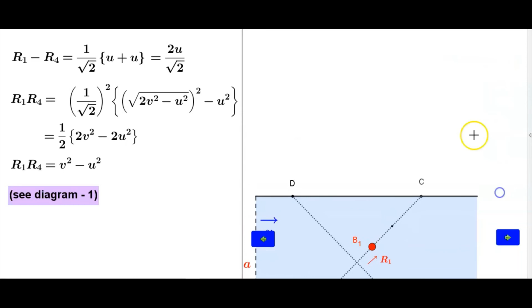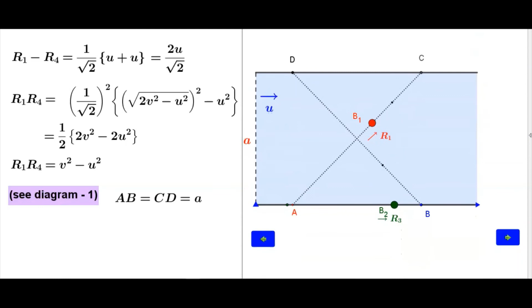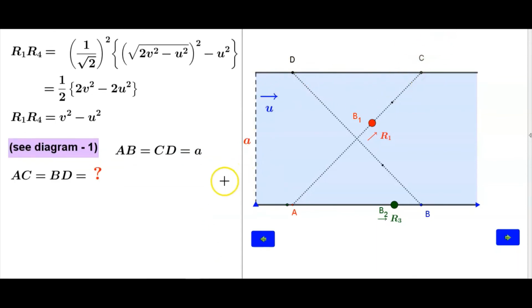We see diagram 1. The diagram ABCD. This AB and CD is equal to A. This is also A because that is a square. AC and BD, what are AC and BD? AC and BD are diagonals of a square of side A. Therefore, AC and BD is equal to square root of A squared plus A squared, that is root 2A.